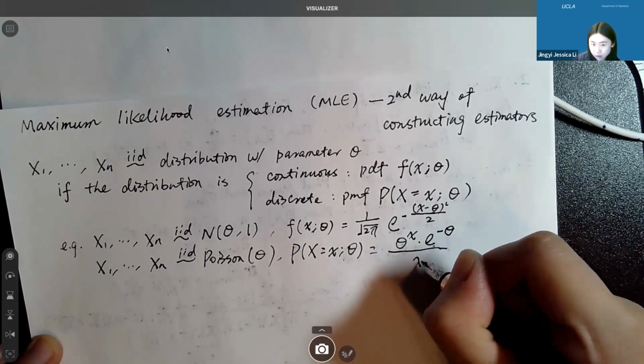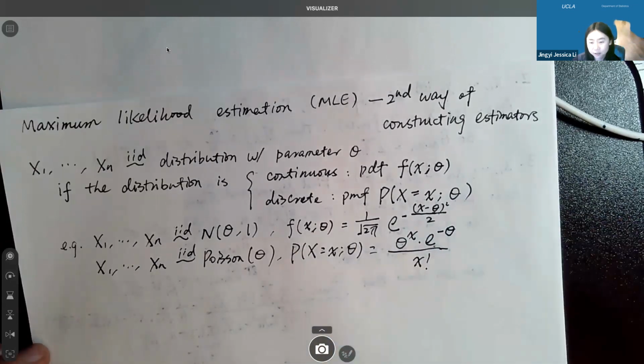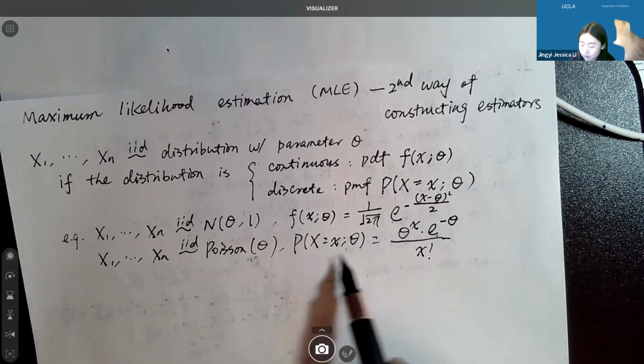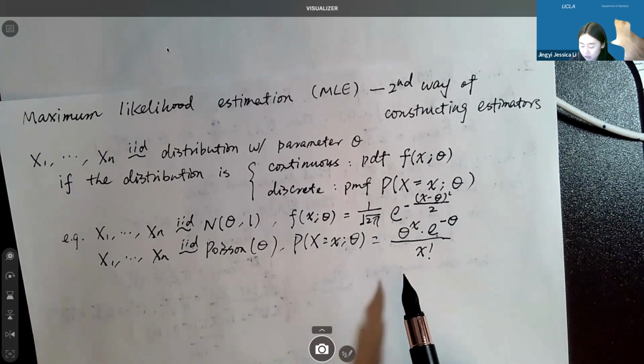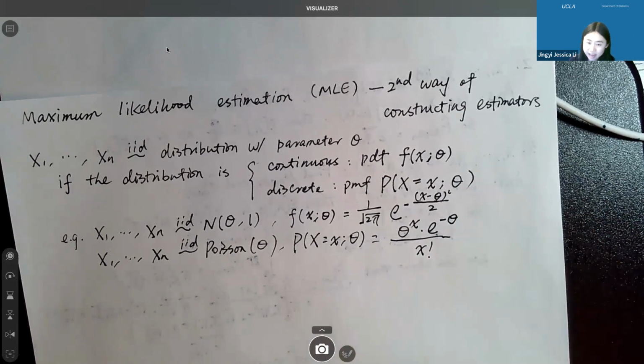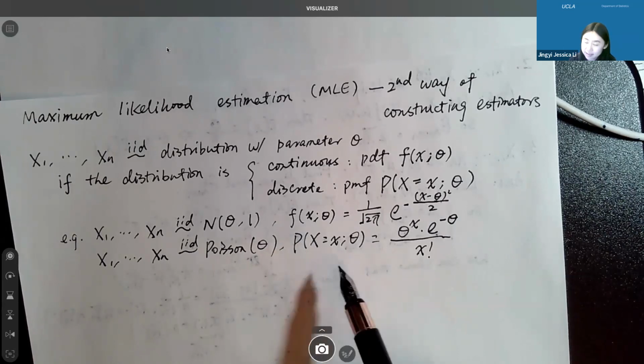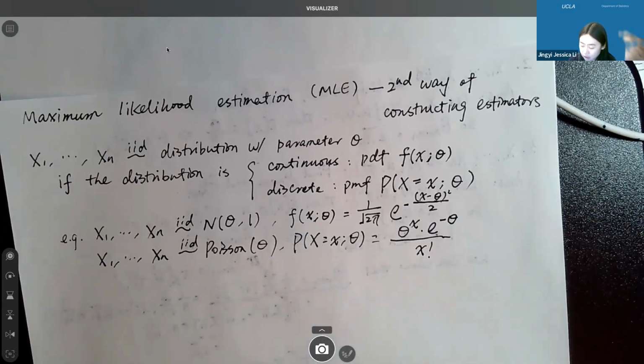So given this Poisson PMF, you can see that if we change the small x to a different integer, then this probability will change accordingly, given theta being known. So in both cases, theta plays a crucial role in either the density function or the probability mass function. And you may wonder why we don't write the density function in this way. The reason is that for a continuous distribution, the probability that big X equals small x is always 0. So in that case, we cannot write it, but the density is informative.